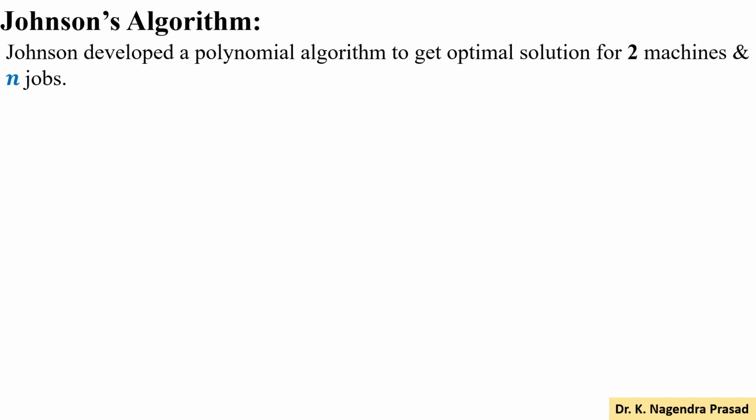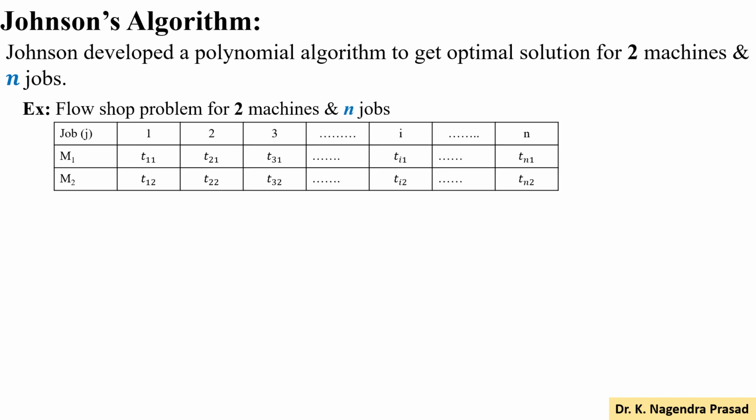Next we will discuss Johnson's algorithm. Johnson developed a polynomial algorithm to get an optimal solution for two machines and n jobs. So for example, a flow shop problem for two machines and n jobs. In the tabular column, you have to observe there are the jobs 1, 2, 3 up to n. Similarly, it has two machines, one is M1, another one is M2.